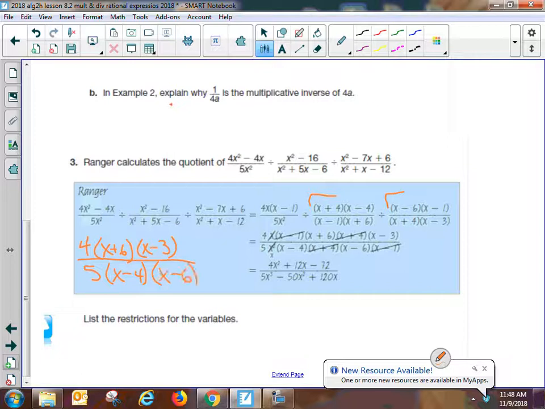So earlier today, somebody asked, can we cancel the x plus 6 with the x minus 6? And you would tell me what? No. Those binomials have to be identical in order to do that. Question? Okay. Yes?